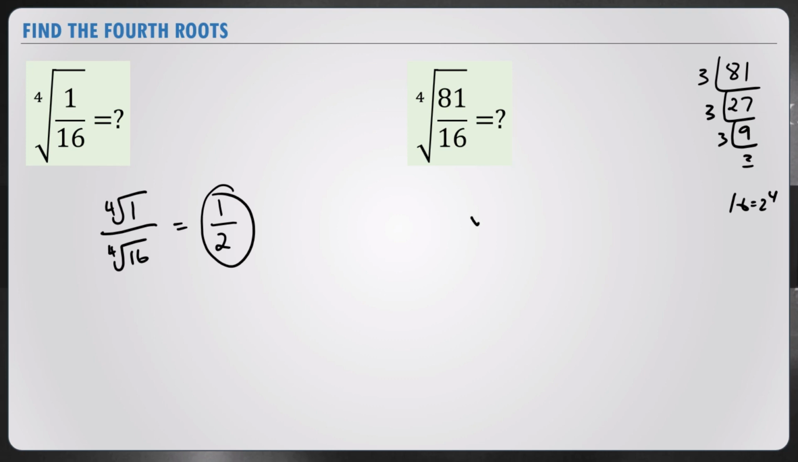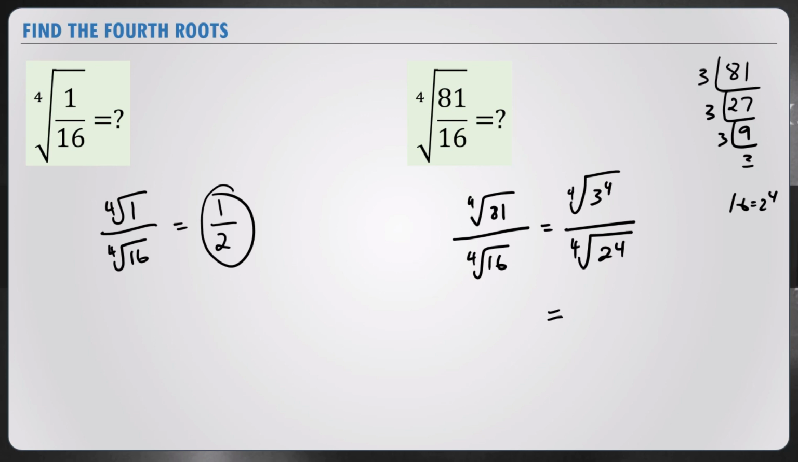We can split it into the fourth root of 81 over the fourth root of 16, which is the fourth root of 3 to the power of 4 over the fourth root of 2 to the power of 4. These powers cancel each other and we get 3 over 2 as our solution, which is 1.5.